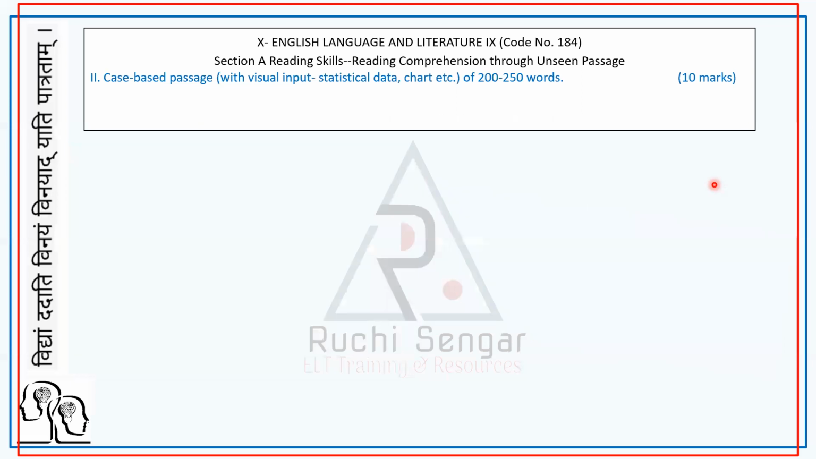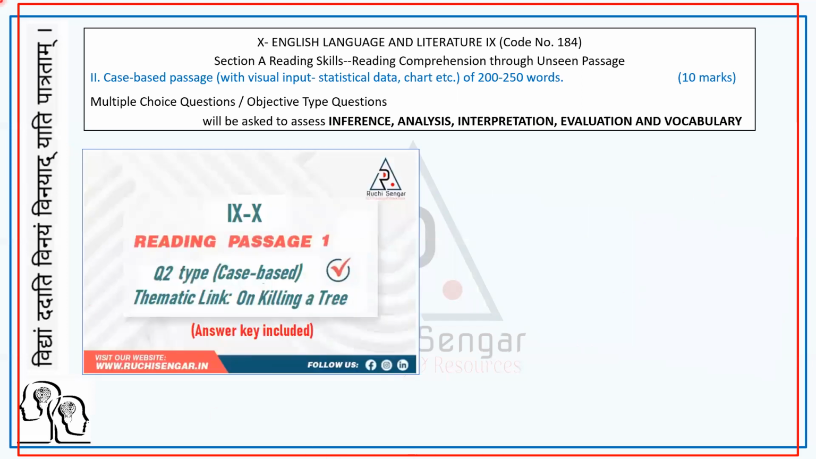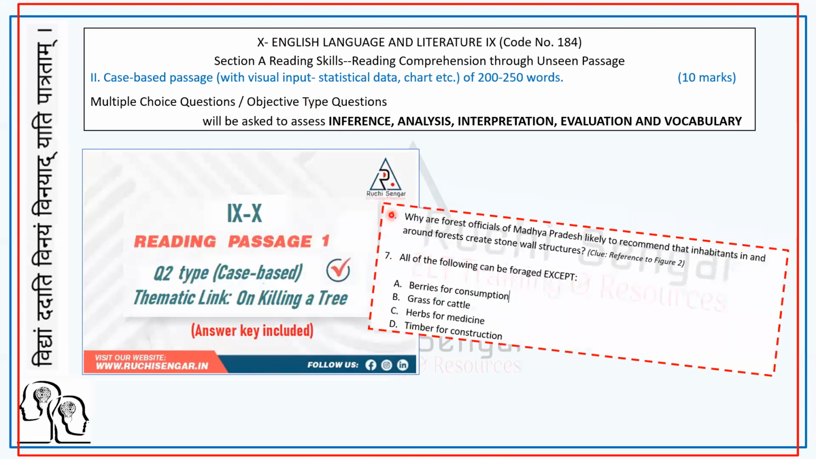Now look at the next one for a case based. So you have this, and I've done this on killing a tree. Okay, I think there's a mistake here. I think this is class 9 as well as 10, but we are targeting 9. So it's on killing a tree. And look at this passage. Okay, you have questions like this again. You have the answer key, you have the whole passage.